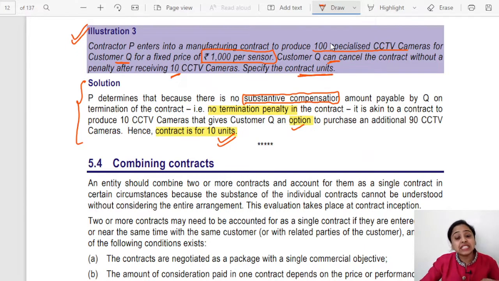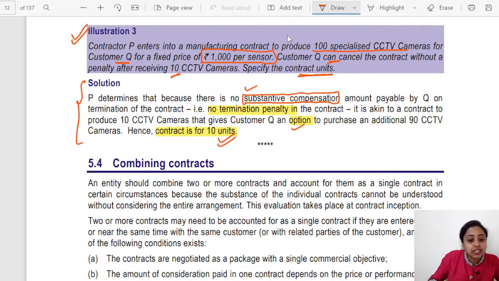Then in such a case, the whole amount, the penalty amount, will be recorded at the inception itself, because this is substantive compensation. This is very much confirmed that you will be receiving such an amount, because either that particular customer receives such 100 CCTV or denies to receive the remaining 20 CCTVs. In either case, that particular customer will have to pay the full amount of 100 CCTVs as per the contract. Okay, so this is substantive compensation.